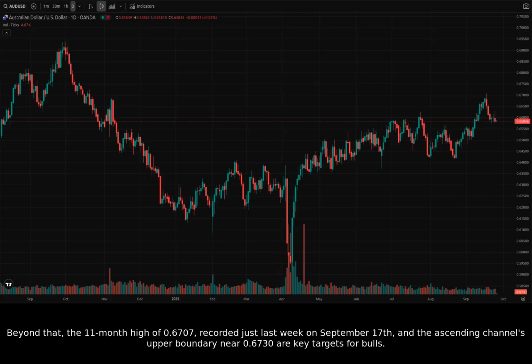Beyond that, the 11-month high of 0.6707, recorded just last week on September 17th, and the ascending channel's upper boundary near 0.6730 are key targets for bulls.